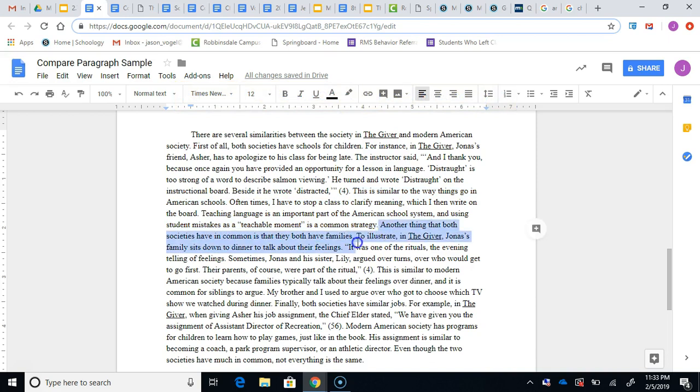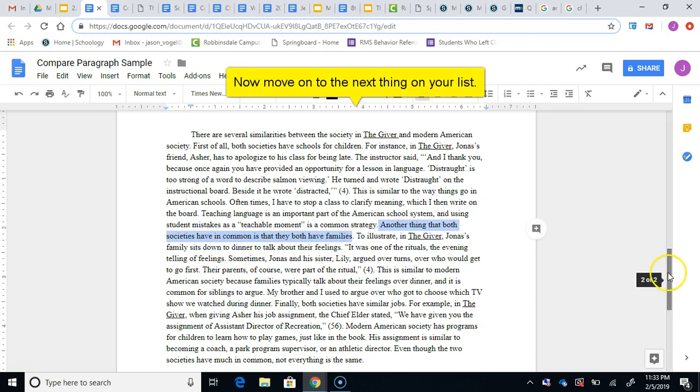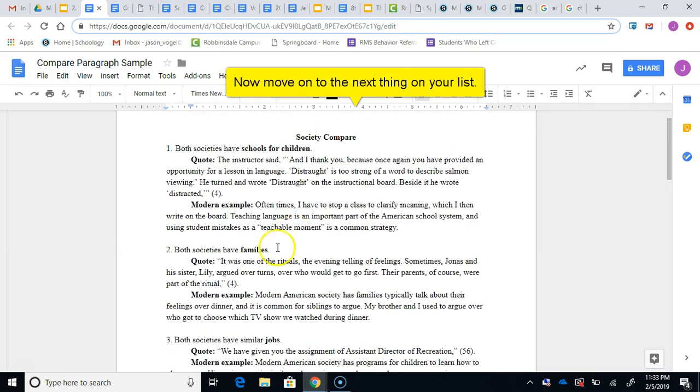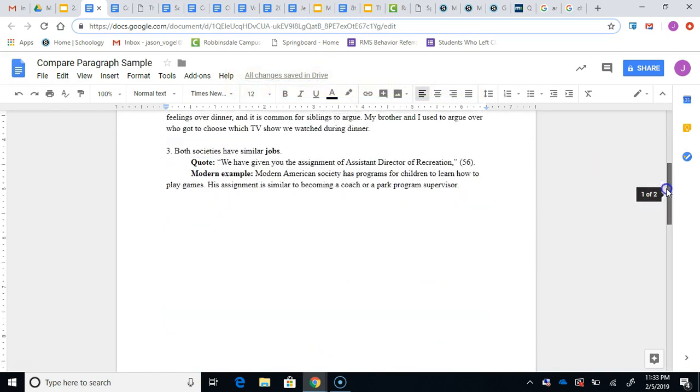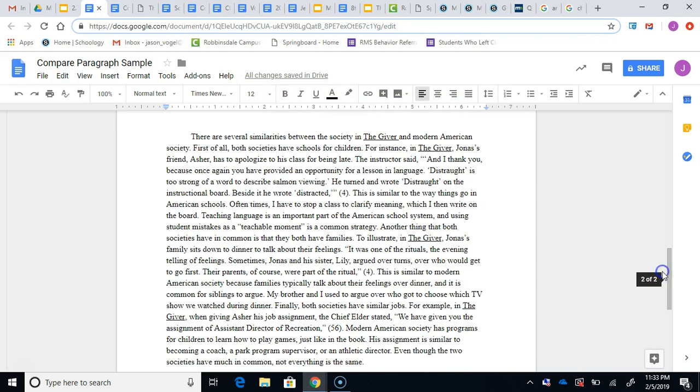Another thing that both societies have in common is they both have families. I'm taking this directly off my page because I already wrote that both societies have families. Now I can embed my quotation. To illustrate, in The Giver, Jonas's family sits down to dinner to talk about their feelings. So I've given a transition and a lead-in that provides the context of the quote. Now I can give the actual quote.